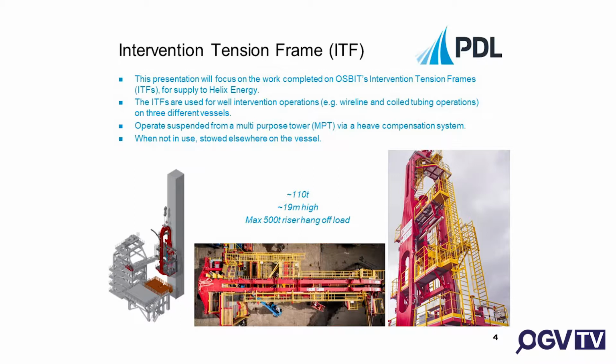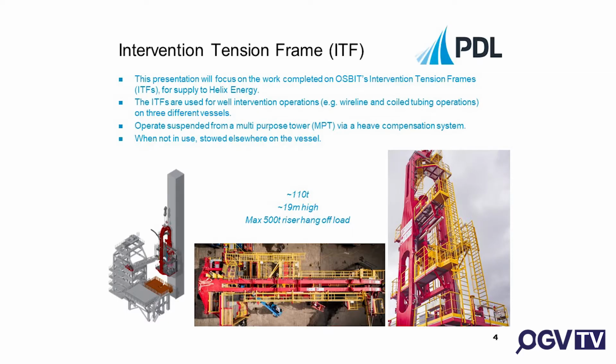And while it's heave compensated and supporting the riser hang-off load, you can access the ITF and perform well intervention. That could be coiled tubing, it could be wireline, whatever. But the point is you're on the ITF performing some sort of well intervention. When not in use, it's lowered down, you disconnect it from the multi-purpose tower, put it on a pallet, wheel it somewhere else on the vessel, fasten it down, and it's stowed there.